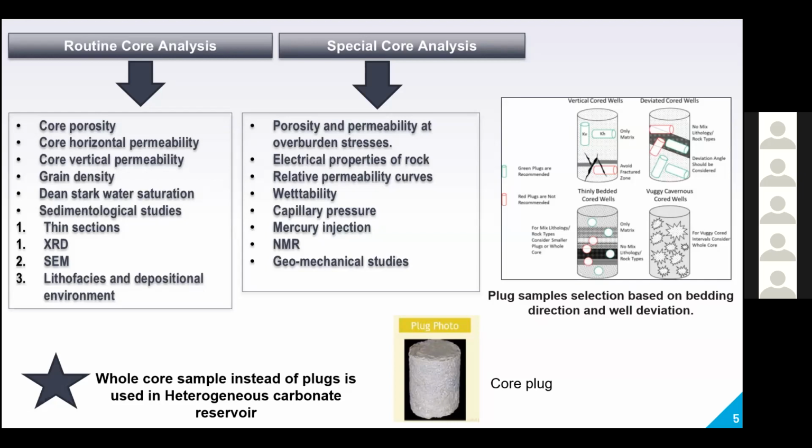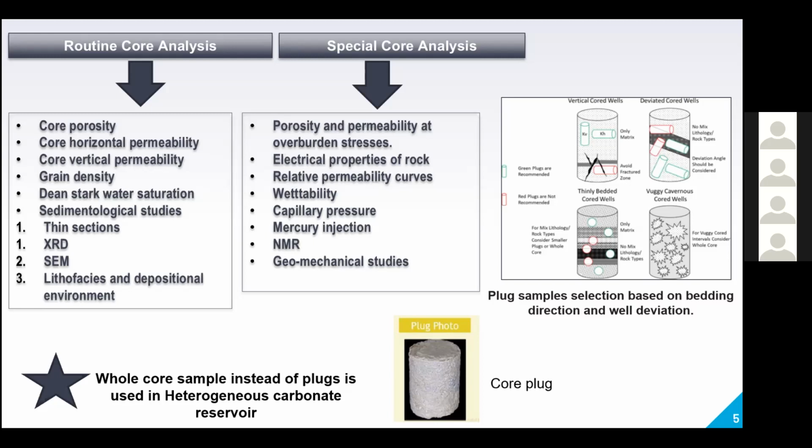All of the core acquired in the well always has core porosity, core permeability, core vertical permeability, and the grain density. These data are essential with any routine core data. But the other studies in the routine, and all the studies in the special core, require extra fees to do these tests. So it's not acquired in all the core wells.